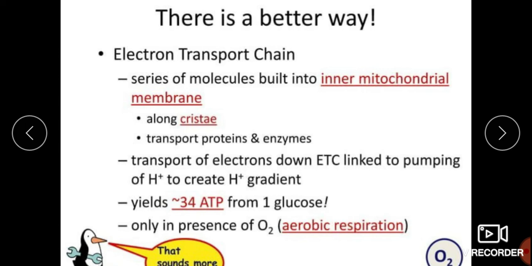But in anaerobic respiration, the final electron acceptor is something other than an oxygen molecule. It may be carbon dioxide or it may be SO2, that is sulfur dioxide.